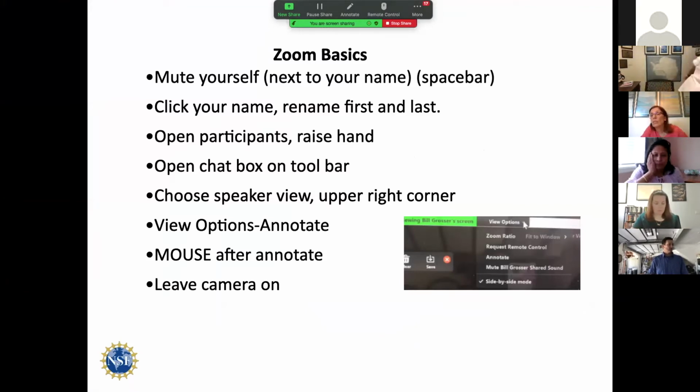I think we've done almost all of these things already. The one thing that we are going to do during this session, we are going to ask you to use the annotate feature. I think we went through all of that with you when we met one-on-one.